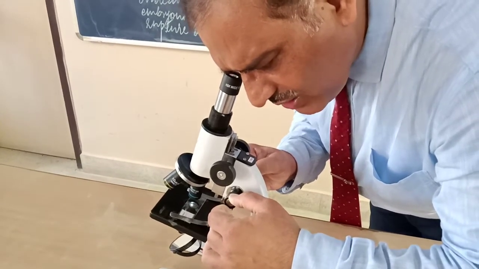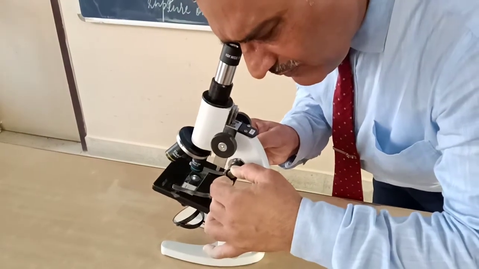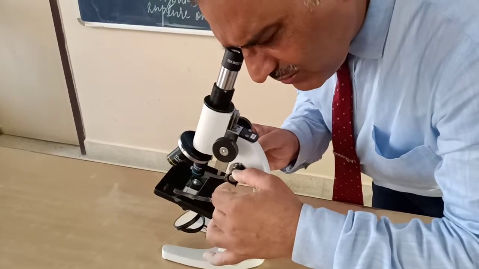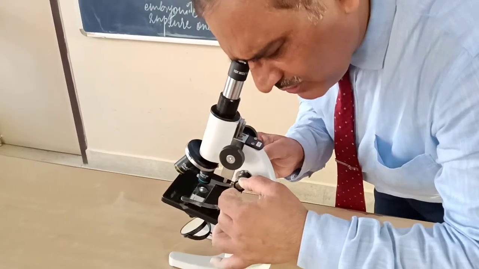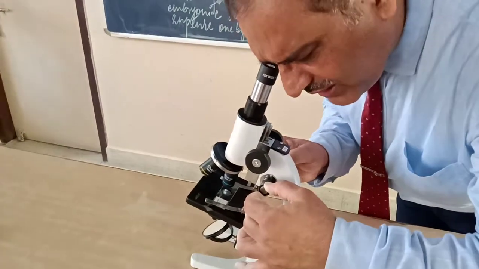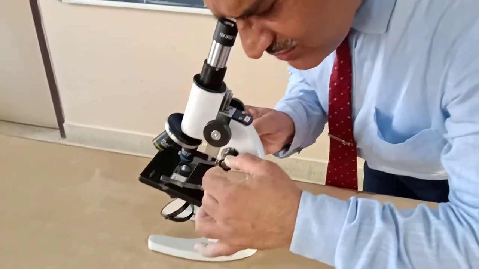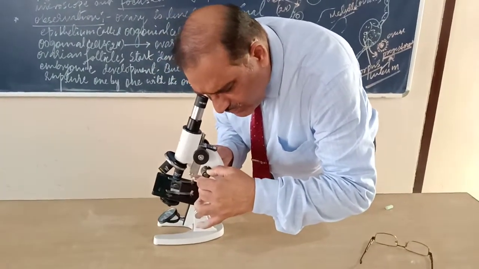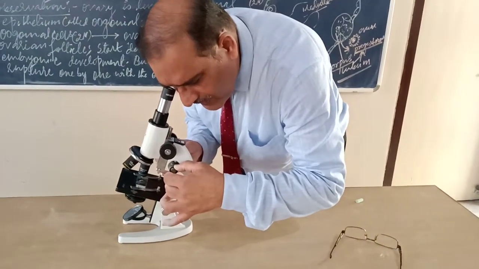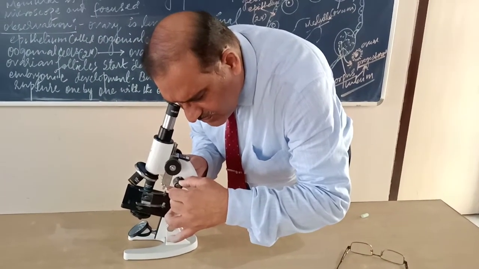Now it's clear, we can visualize. What can we see? We can see many seminiferous tubules, and in the seminiferous tubules we can see the Sertoli cells, the germinal cells, and very fine minute sperm cells. Okay, so this is the procedure of the practical.